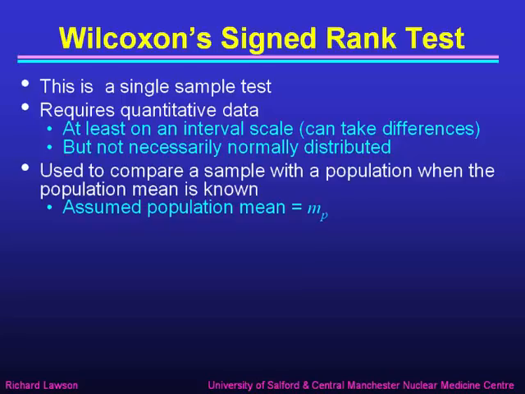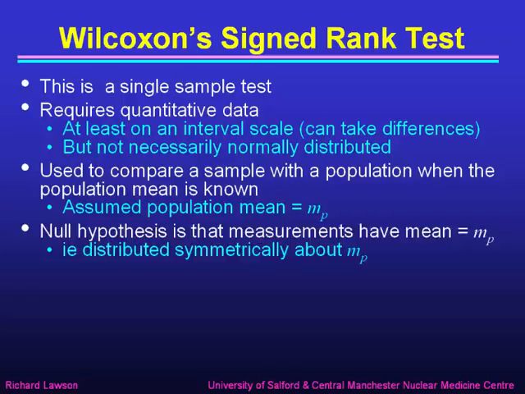So let's assume that we know the population mean, which we'll call MP. Now, our null hypothesis is that the measurements in our sample have the same mean MP, that is, they are distributed symmetrically about that mean. It doesn't matter what the shape of that distribution is. If the mean is MP, then they are equally distributed either side of that.